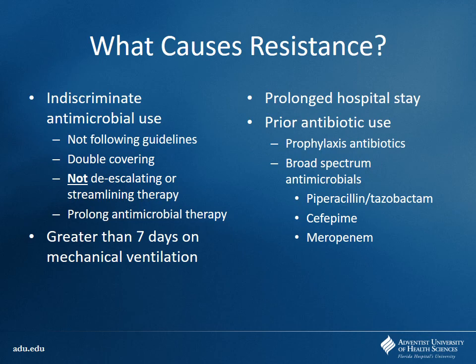Not de-escalating therapy. So if I get my culture results back, say I'm treating one type of bacteria with 2 different antibiotics as empiric therapy, I should really just streamline and downgrade to 1 antibiotic, right? If I don't do that, then you're applying that selective pressure and you're going to get resistant bugs.